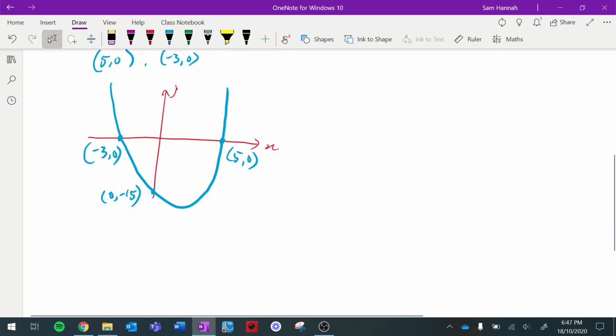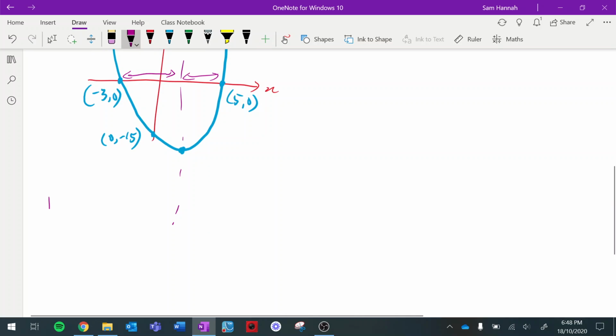We also, of course, need to find the turning point. Now, you might remember the turning point is exactly halfway between the x-intercepts here. My sketch is not perfect, but it's exactly halfway between the x-intercepts. So to find it, we take the average of the x-intercepts, so that's minus 3 plus 5 divided by 2, that's finding the average. And that gives us 2 over 2, which equals 1.